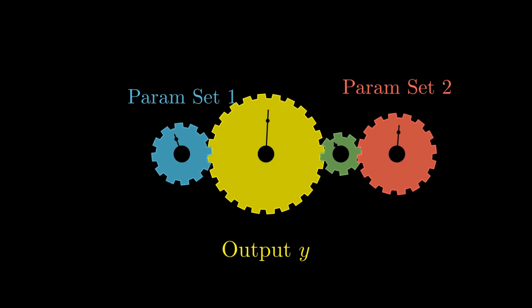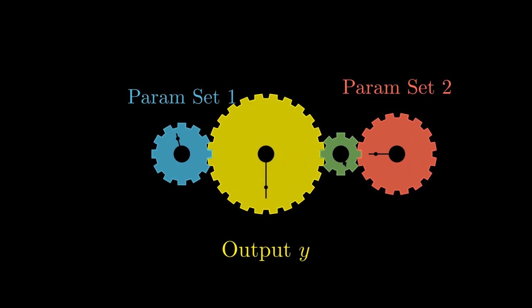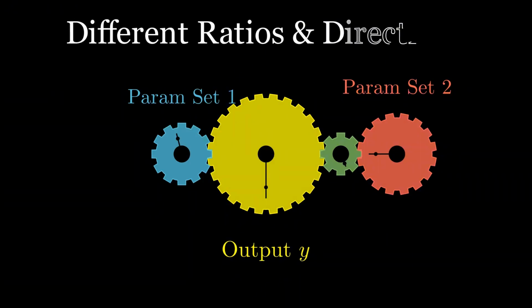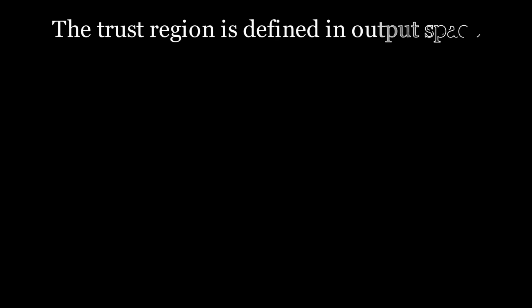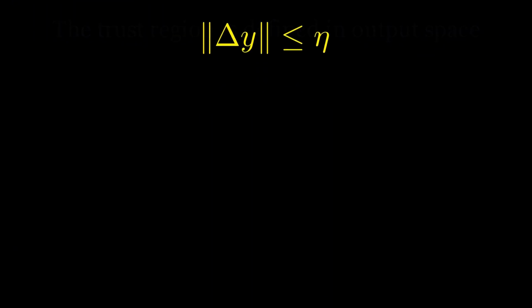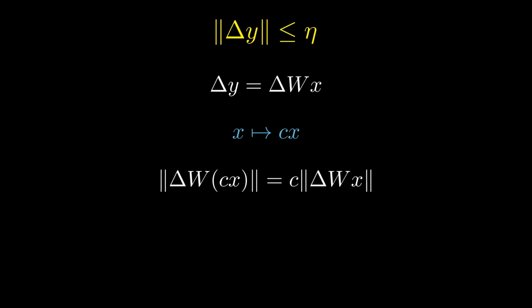So a trust region defined in parameter space is not invariant to reparametrization, whereas a trust region defined in output space is. Therefore, given that the trust region for the loss is defined in the output space, we impose a bound, but a naive fixed bound like this is still brittle to reparametrization. For example, for our linear layers, delta y equals delta W times x, you can scale the input endlessly, which will also increase the norm of the output arbitrarily.